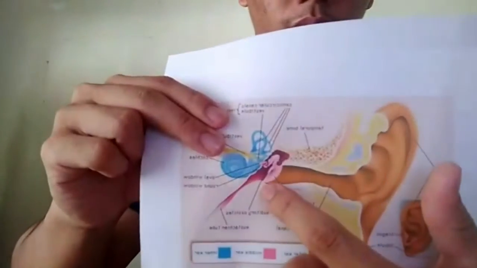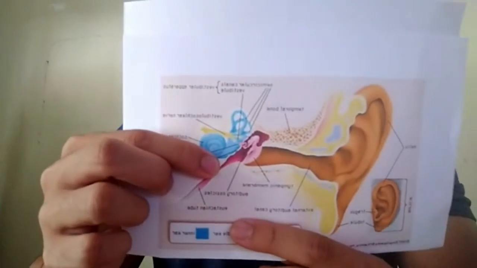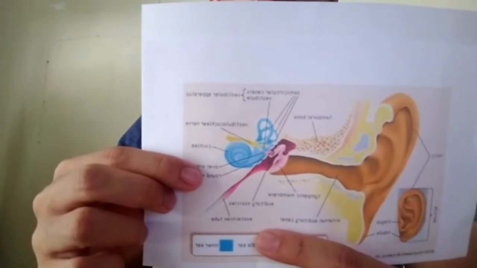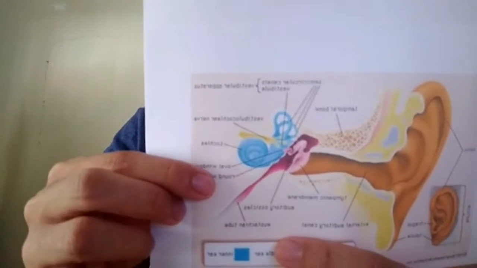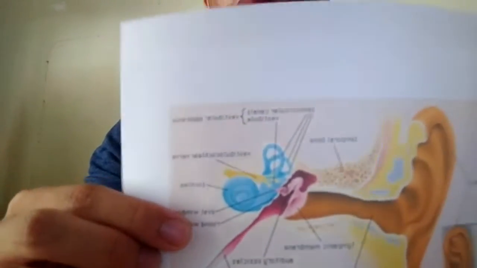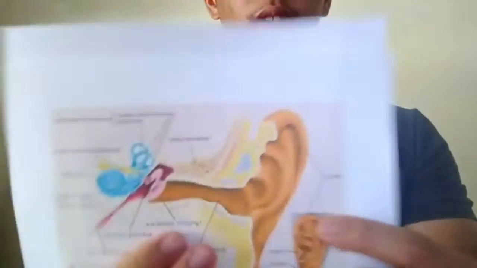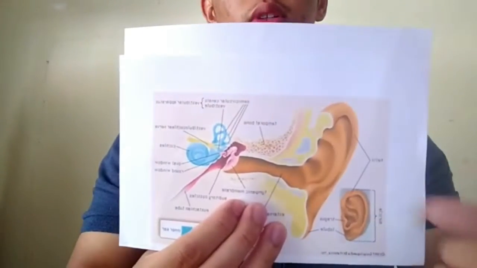For the middle ear: tympanic membrane, auditory ossicle, and Eustachian tube, which is here. And the inner ear has the round window, oval window, cochlea, vestibulocochlear nerve, and semicircular canals.